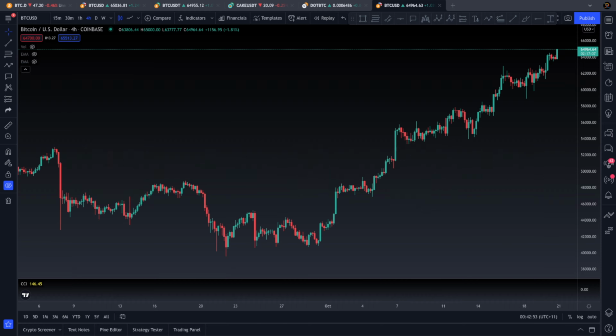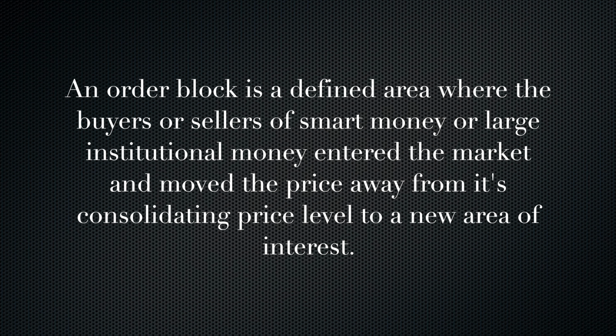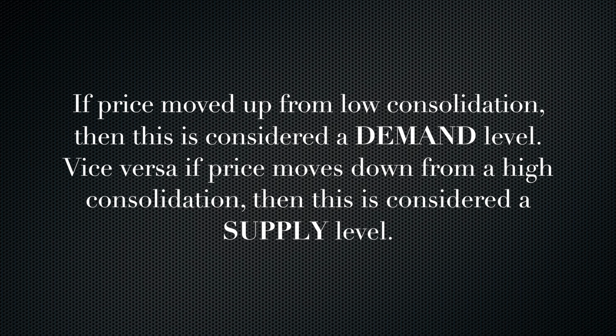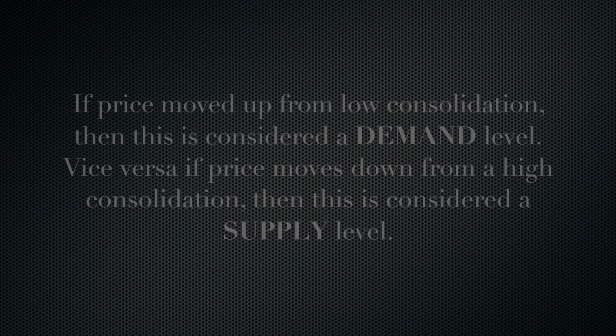What is an order block? An order block is a defined area where the buyers or sellers of smart money or large institutional money enter the market and move the price away from its consolidating price level to a new area of interest. If price is moved up from a low consolidation, then this is considered a demand level. Vice versa, if price moves down from a high consolidation, then this is considered a supply level.